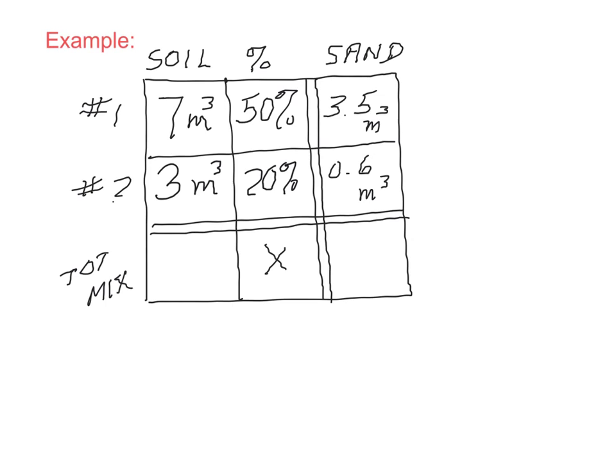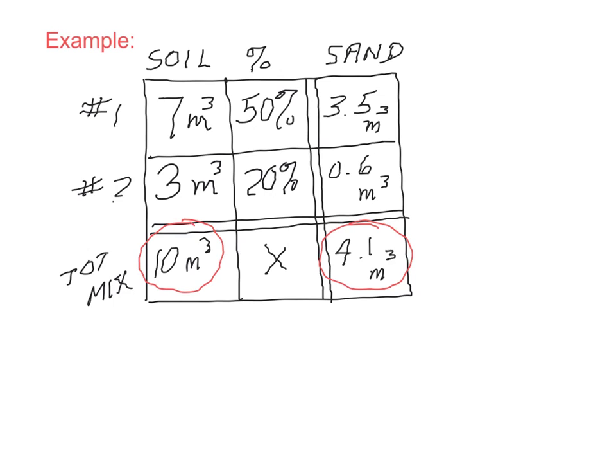Well, what's our total mixture? Well, our total mixture, if we add up the soil here, is 10 cubic meters. The amount of sand in this 10 cubic meters, if we add the 3.5 and the 0.6, comes out to be 4.1 cubic meters of sand. Now the only thing remaining is to determine our unknown, which is x, which is our percent. Well, percent is going to equal the amount of sand divided by the total mixture. So we're looking for the amount of sand, which is 4.1, divided by the total, which will be 10. So this will give us the decimal equivalent of the percent of how much of this final mixture is sand.